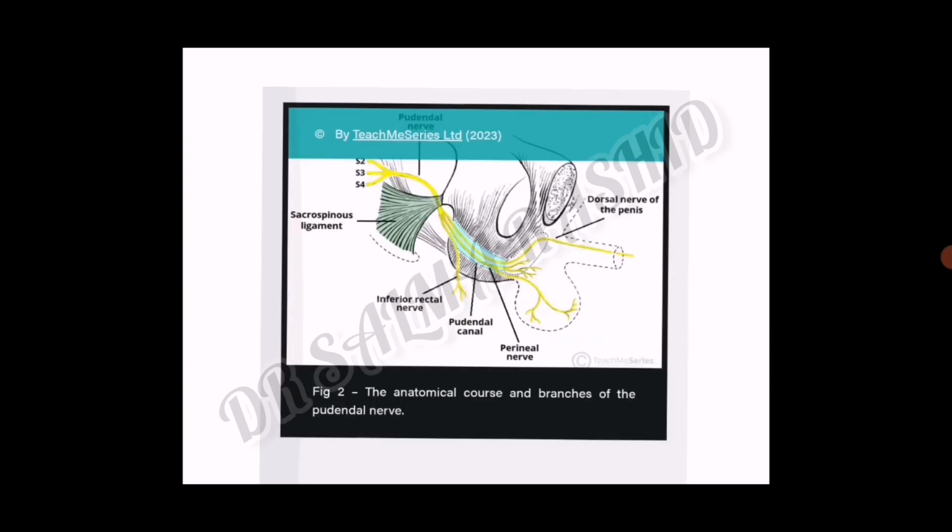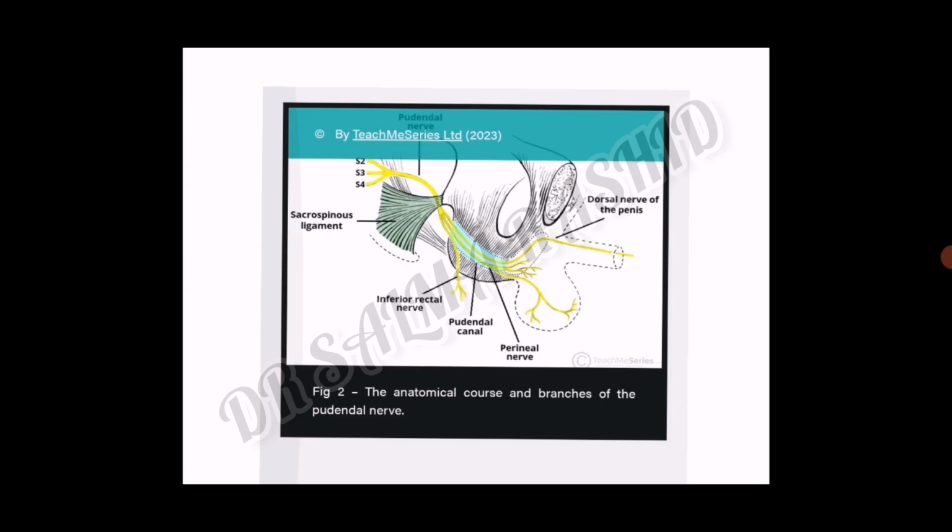Now this is a very good diagram. You can see the pudendal nerve arising from S2, S3 and S4, and after crossing the piriformis and iliococcygeus muscle, it enters the greater sciatic foramen. Now after leaving the greater sciatic foramen, you can see at the insertion of the sacrospinous ligament, it re-enters through the lesser sciatic foramen and then enters into the pudendal canal, shown in light green color.